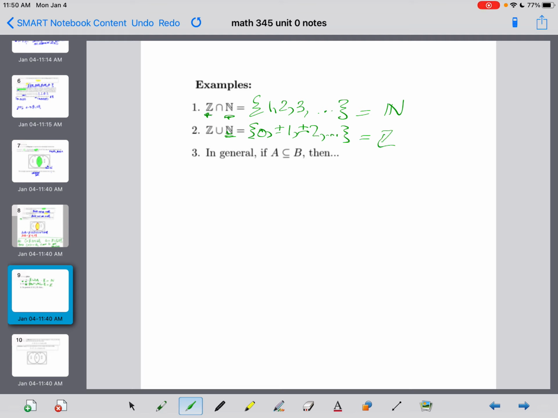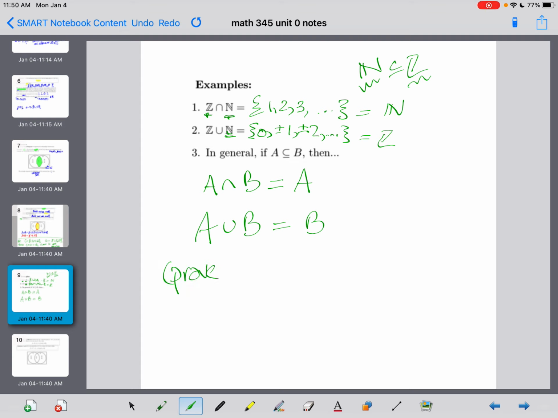Notice that the reason this happened is that the natural numbers were a subset of the integers. So when we intersected them, we just ended up with the first set. When we unioned them, we ended up with the second set. And we'll show in the exercises that this is true in general: if A is a subset of B, then the intersection of A and B is just going to be that smaller set A, and the union of A and B is going to give you the larger set B. Of course, if the sets are equal, then A will be equal to B as well, but this will still be true. We'll prove this in the exercises.